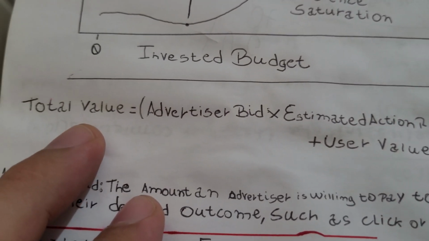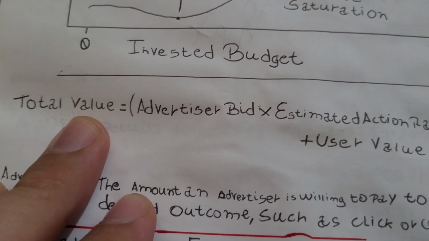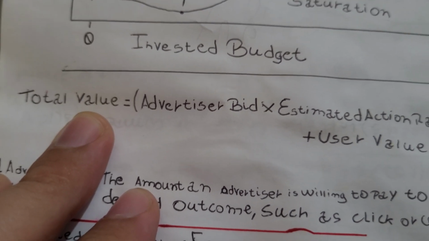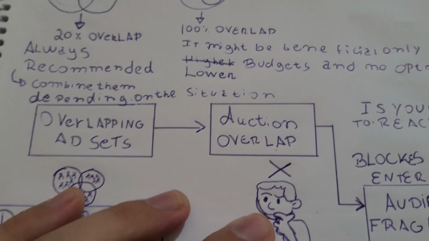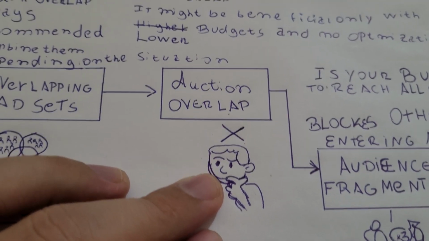So when you have a better user value and your ads are competing, they're not going to actually compete. The one that has lower user value will stop delivering. All right, so the other ads are blocked from entering the auction. They don't get a chance to deliver, as I explained before.